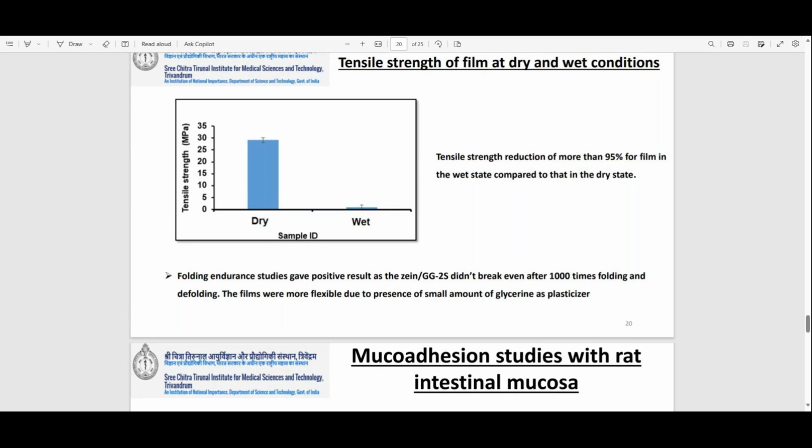We have different compositions, and different additives are added into the bandage at different layers of the bandage. For example, we have introduced glycerin as a plasticizer in one of the mucoadhesive membrane systems to introduce that flexibility.